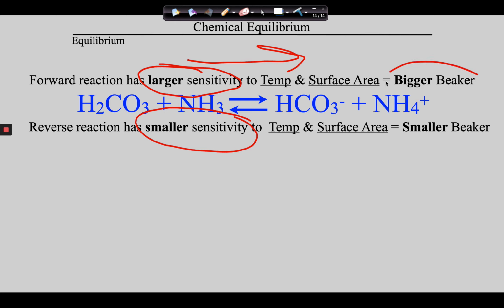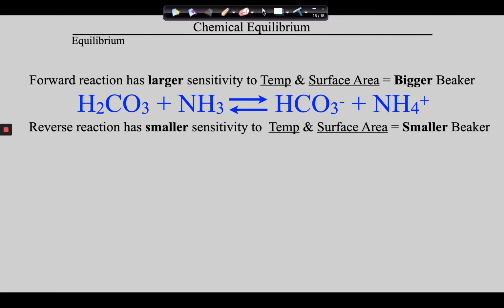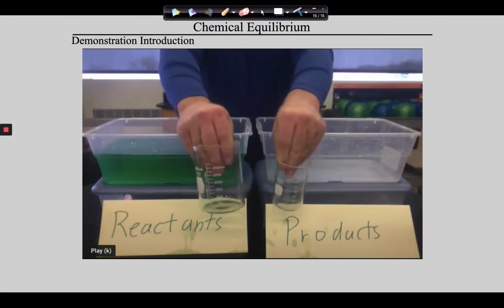We're going to represent that with a bigger beaker and a smaller beaker, and now we're going to run this demonstration again. So what does that look like? Well, it's going to look like this. And notice this time we've reset the scales. We have all reactant, no product because we haven't started yet. But now notice our forward reaction is going to carry out through a big beaker, but our reverse reaction is going to be carried out through a smaller beaker.